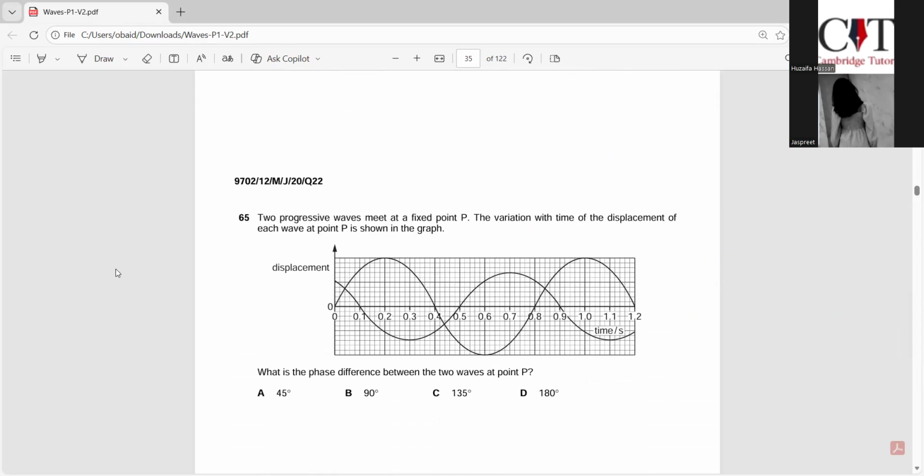Now read this question. Two progressive waves meet at a fixed point P. The variation with time of the displacement of each wave at point P is shown in the graph. What is the phase difference between the two waves at point P? How will you calculate it for this wave? The phase difference between them.